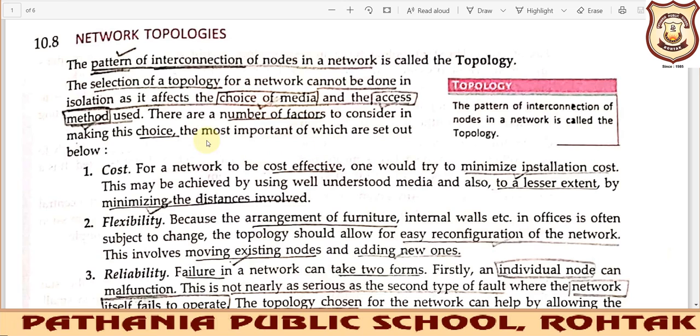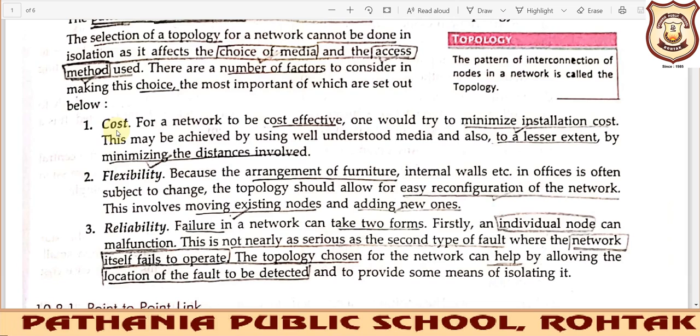Some of the most important factors affecting our selection: one of the most important is the cost. We want that whatever network we are going to establish should be cost effective. It should not cost us much, so installation should be done at the minimum price. Keeping this factor in mind, we must decide which topology is best for us.